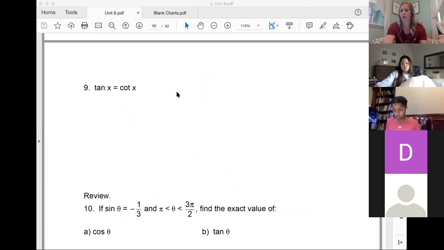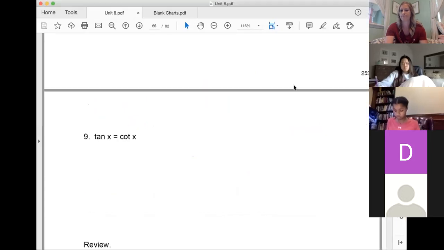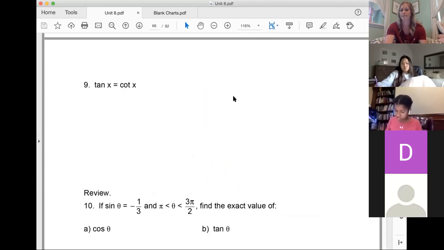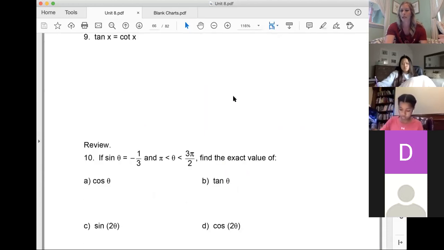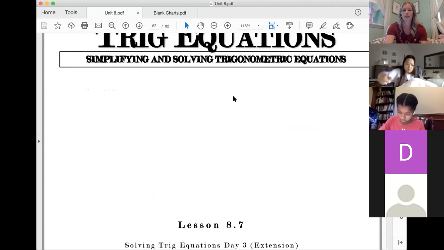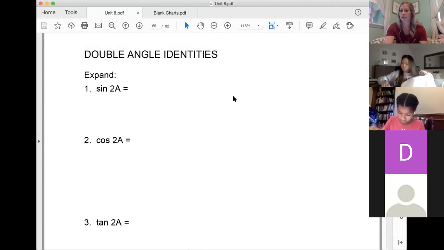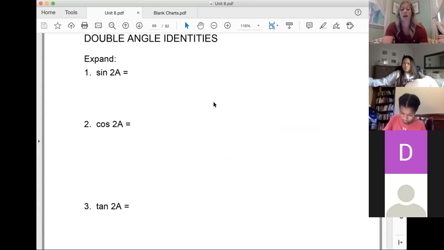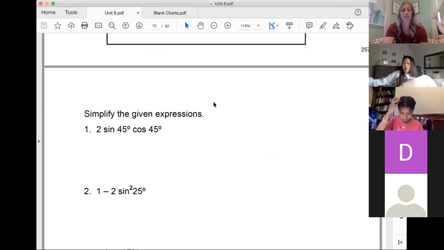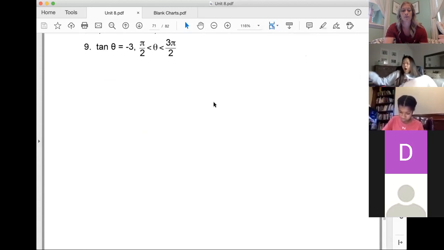Other questions from homework? Or we're decent at this? Sounds good. We are going to do our third day today. This is really our last notes. It's using the double angle identities. So we're going to skip what they are at the beginning because we've already talked about the double angle identities, and we're going to get right on to the page.